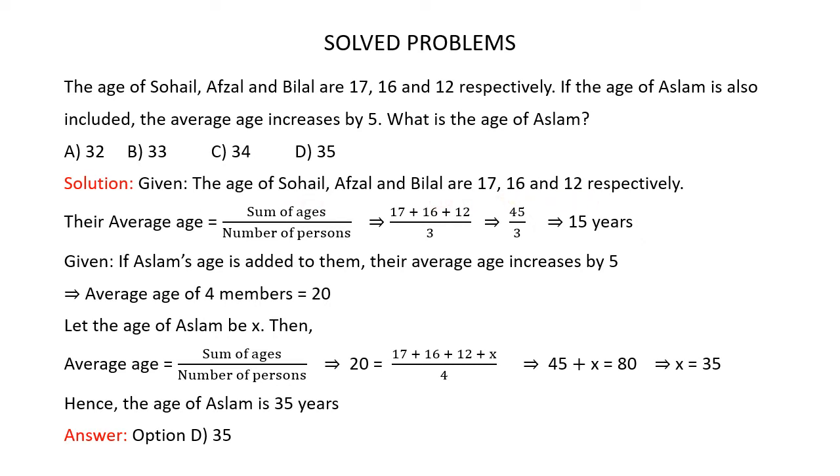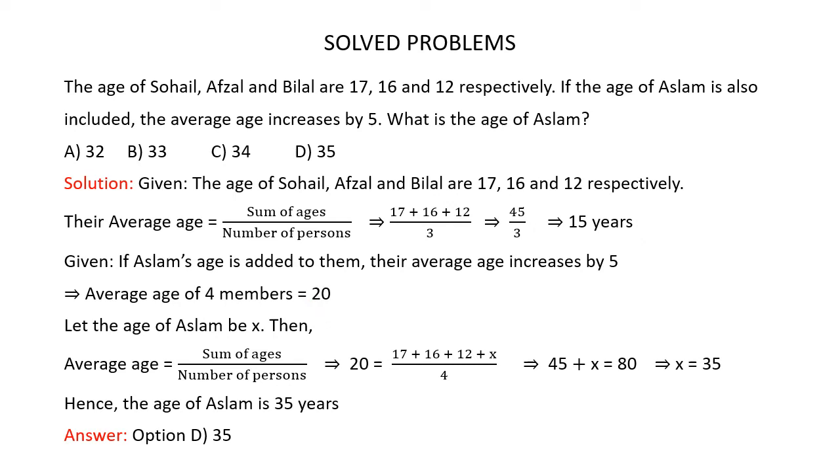So their average age is equal to the sum of ages divided by the number of persons, which is 17 plus 16 plus 12 divided by 3, which is nothing but 45 by 3, that is 15 years. So the average age of Sohail, Afzal and Bilal is 15 years. Now it's given if Aslam's age is added to them, their average age increases by 5. So the new average of 4 members is 15 plus 5, which is 20.